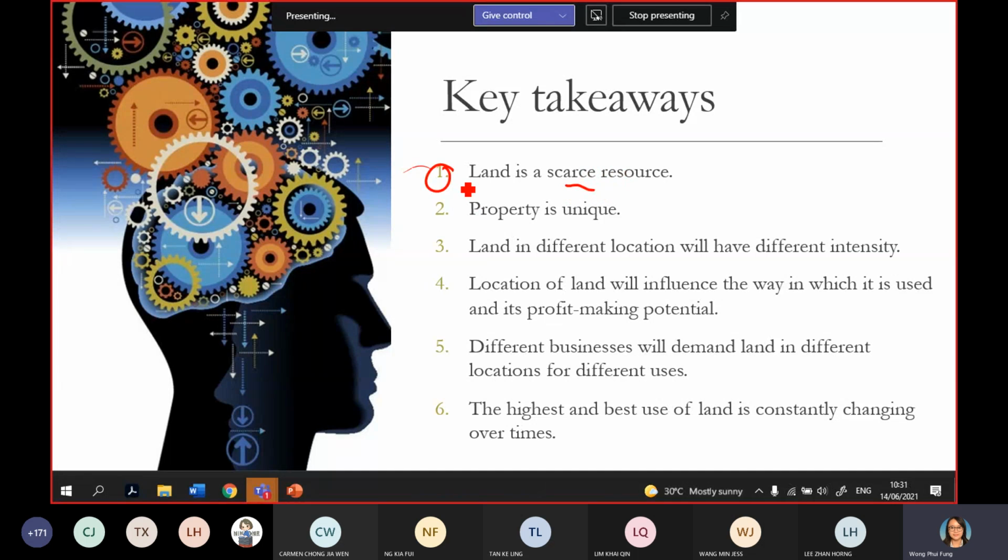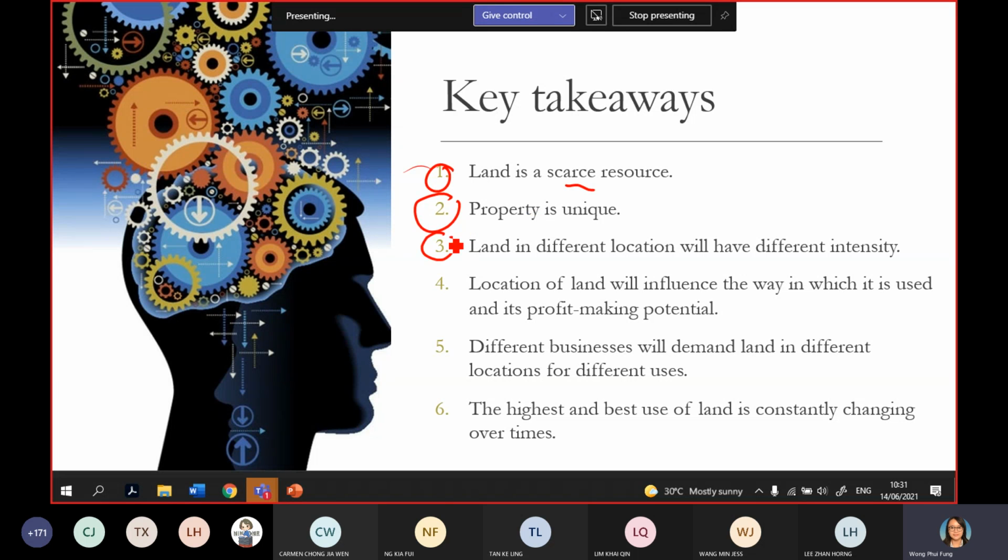This is due to the fact that land is a scarce resource. Okay, the second takeaway you have to remember is that property is very unique, meaning there are no two same properties. They can be different in terms of accessibility, visibility, location, height, shape, size, design. So the conclusion is that it is very unique. We have to take this into consideration later.